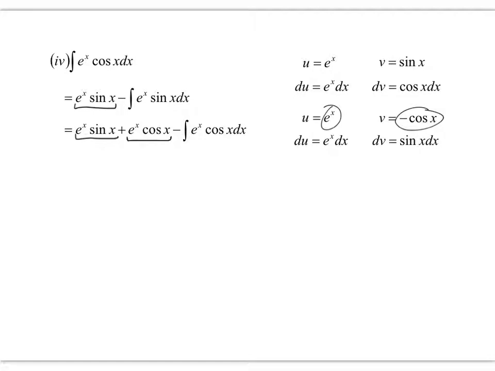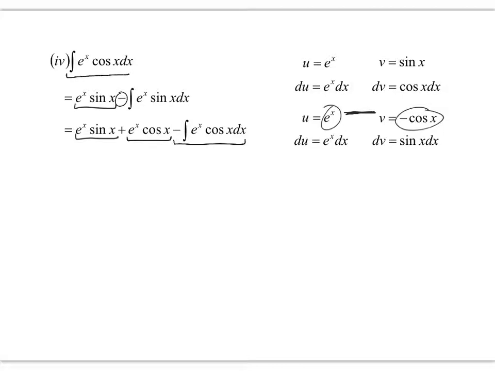And then we end up getting take away. Remember, the negative's still outside that whole thing of, what was it? The integral of v du. So you've got these two. So that's why we've got this part here. Now that is the question.